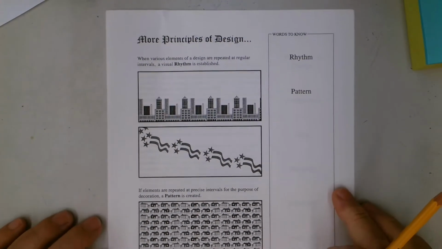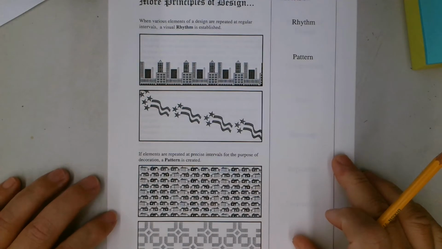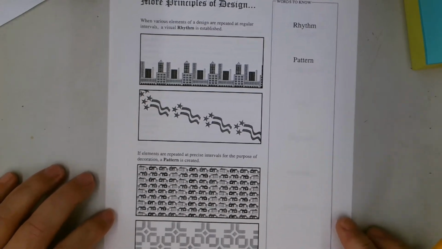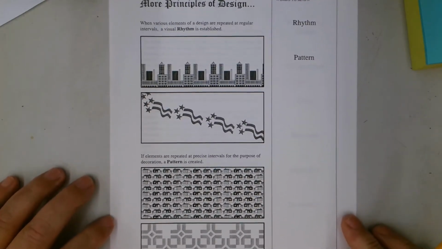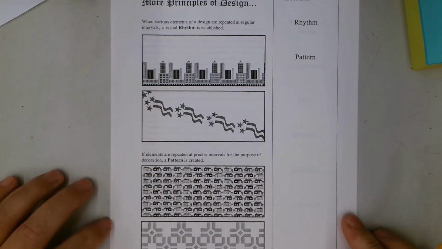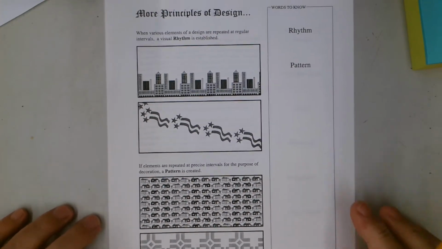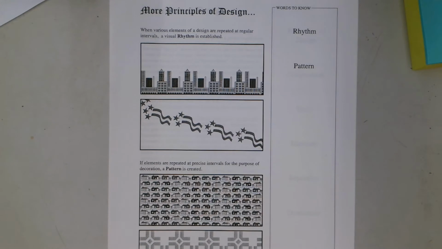All right, practicing with, let me try to get all this in the screen. Here we go. Words to know. There we go. All right, we can always move that up.